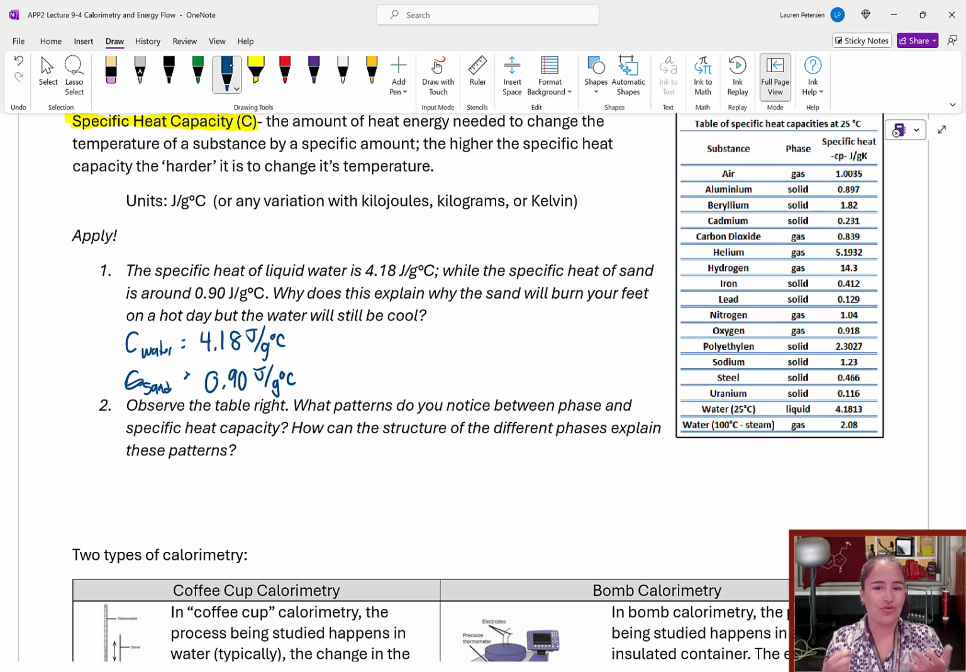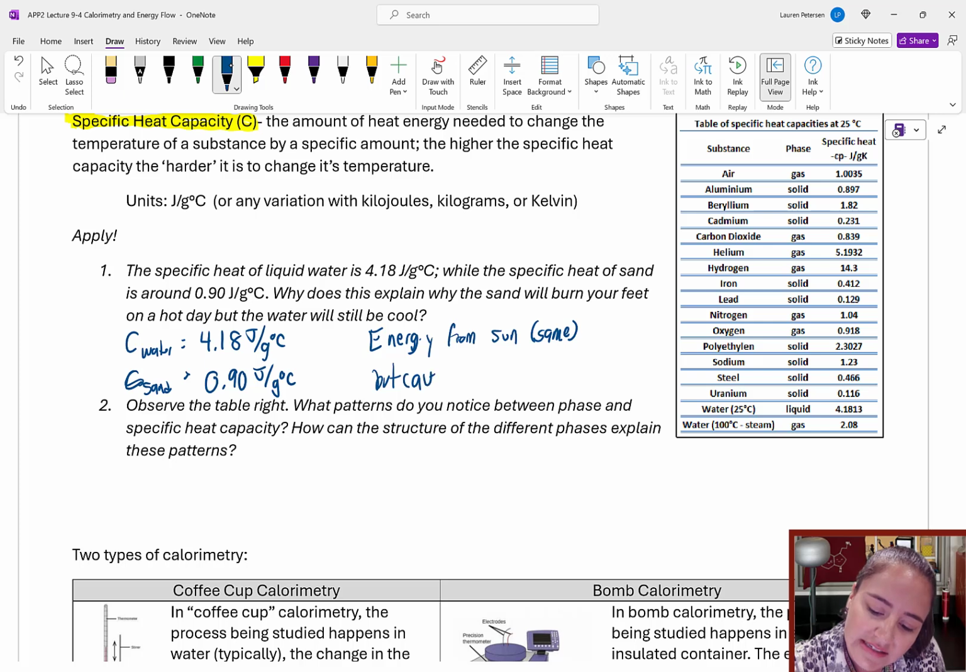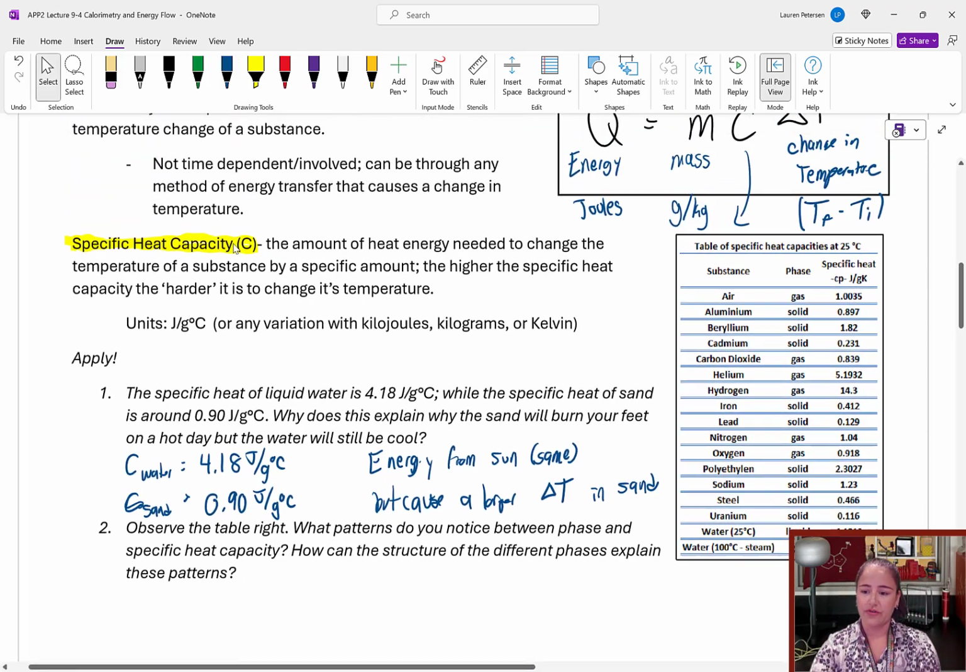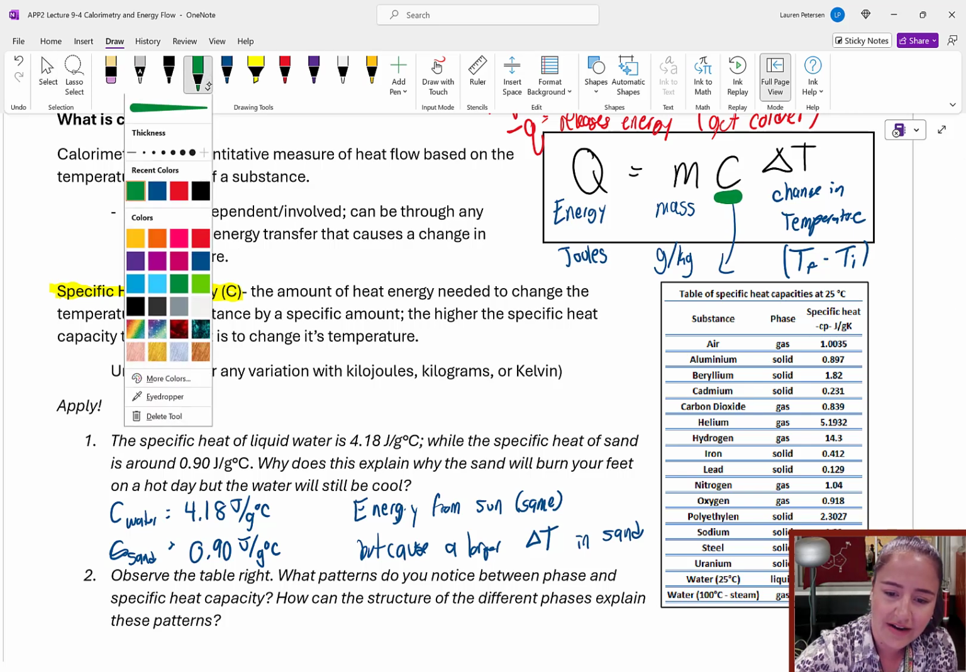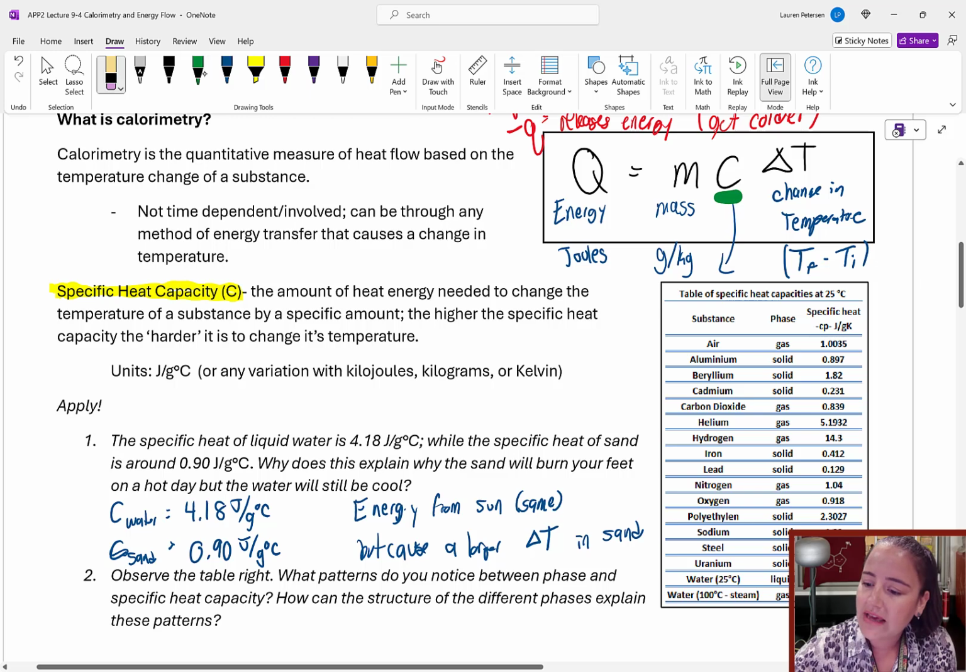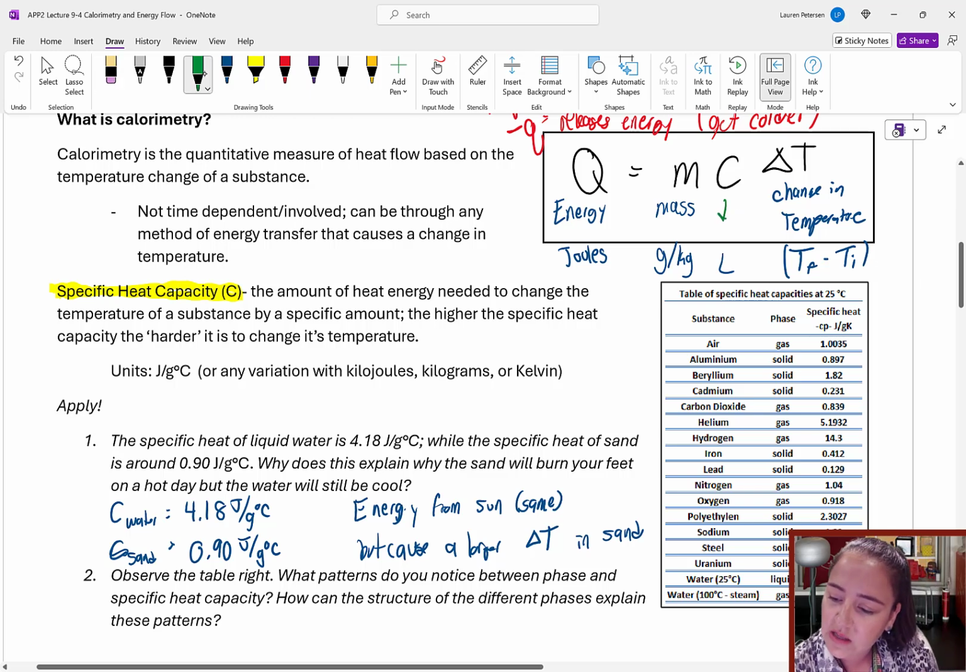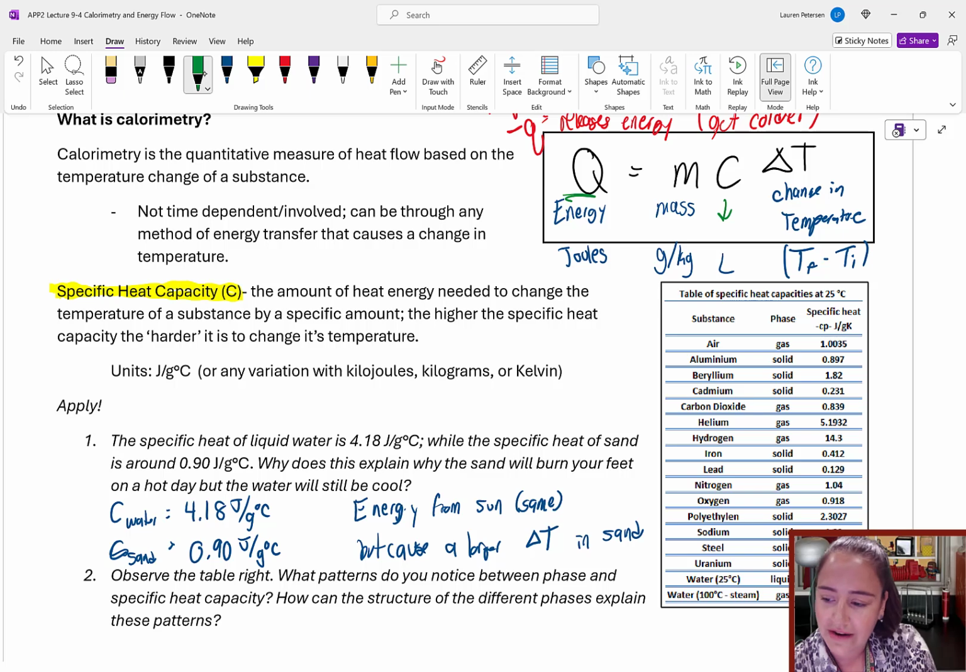Well, they're both getting the same amount of energy from the sun. Okay, so they have the energy from sun, which is the same, but the lower specific heat causes a larger delta T in the sand. Okay, so if we're looking at it in equation form, because the C is lower, that means for the same amount of energy, you're going to have a bigger change in temperature.